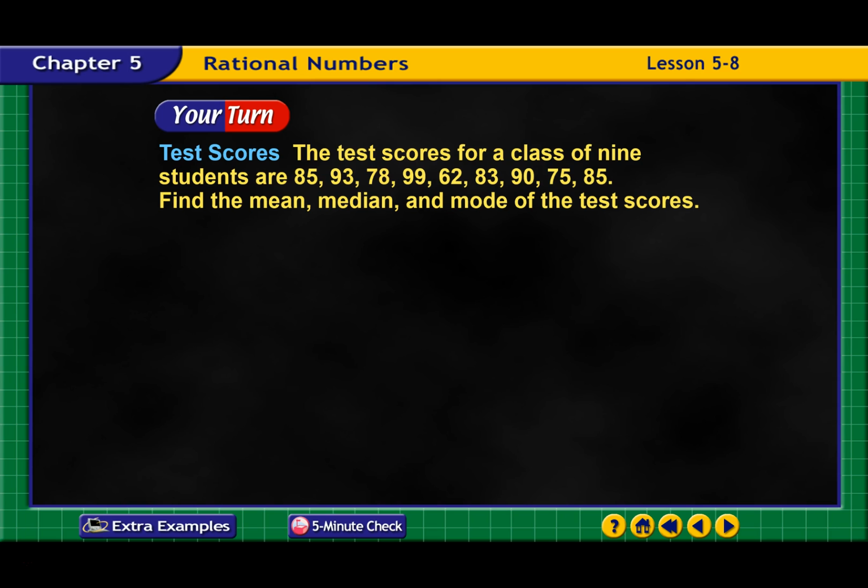All right, so I'm going to try to kill 2 birds with 1 stone in this one. So to find my mean, median, and mode, I'm going to line them up from least to greatest first. So 62 is my first number. Is there anything in the 70s? I guess 75.